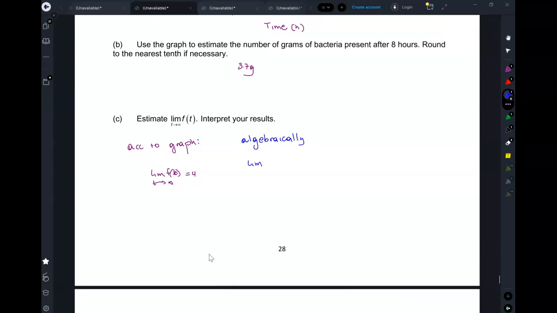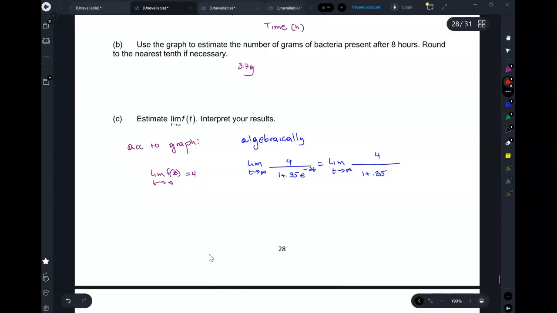Okay, the limit as t approaches infinity of that cute little function. Okay, well, what is that? Let's see. This is the limit as t approaches infinity of 4 over 1 plus 0.35 e to the negative 0.2t. I want to write it as 1 over e to the 0.2t. Right? So now I can visualize it better.